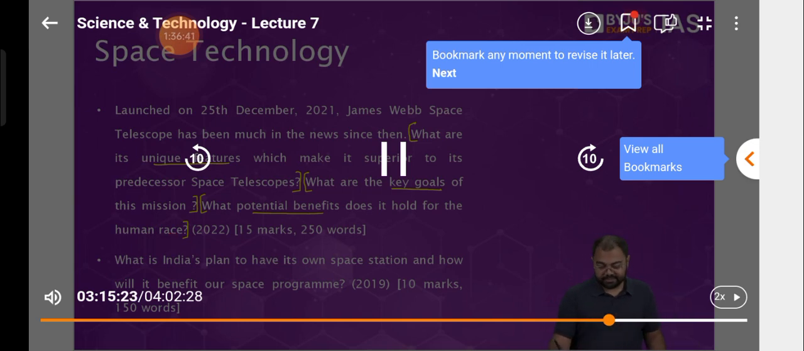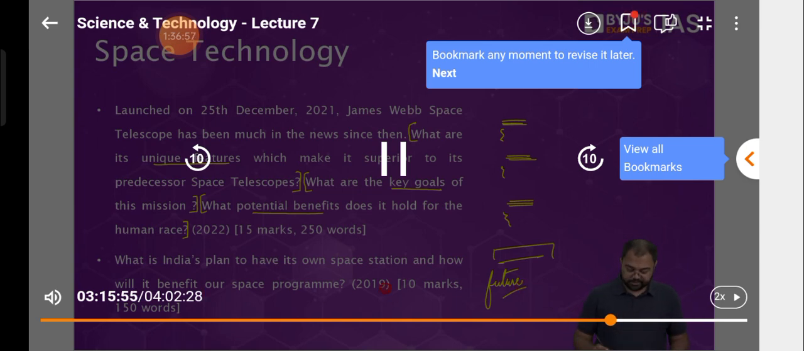What we will do simply is that we start with a simple introduction into the launch, that the launch was done, and it's a big launch. And then after that, three subheadings: what are the unique features, what are the key goals, what are the potential benefits. So in this manner, you will take three subheadings and then conclude and talk about, let's say, a potential future. So it's a simple question where you can very easily write the answer, and it was related to that year's current affairs.